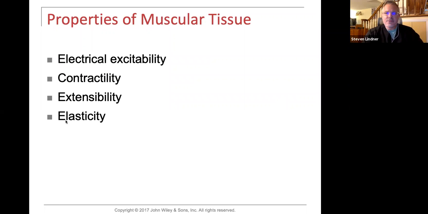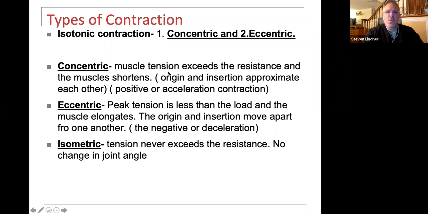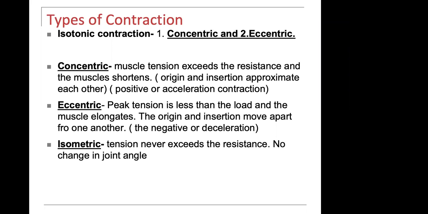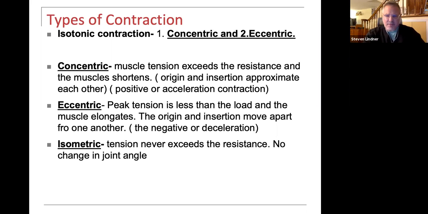The properties of muscle tissue: muscle is electrically excitable. It has the ability to contract, to extend, and to be elastic. When we talk about different types of contraction, muscles can shorten, muscles can lengthen, or muscles can remain the same length. All muscles attach to bones, and they attach to bones by way of tendons. And tendons attach at the proximal part of a muscle and at the distal part of a muscle. They attach to the periosteum of bone, which is the outer layer of bone.